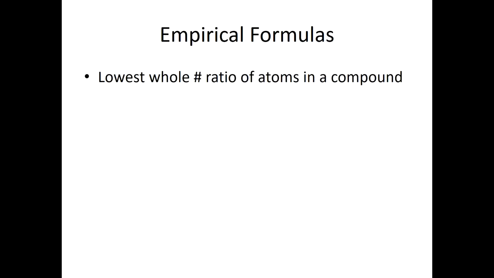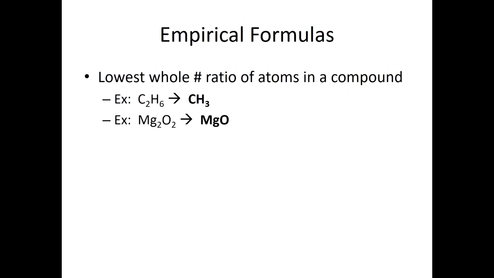Hey everyone, today I'm going to teach you how to find the empirical and molecular formulas for a compound. So we'll begin with the empirical formula. First of all, you need to know that the empirical formula is the lowest whole number ratio of atoms in a compound. So for example, if you had the formula C2H6 and I asked you to tell me the empirical formula, you would need to reduce it to the lowest form possible. So both of those subscripts can be divided by 2, and so the empirical formula would be CH3.